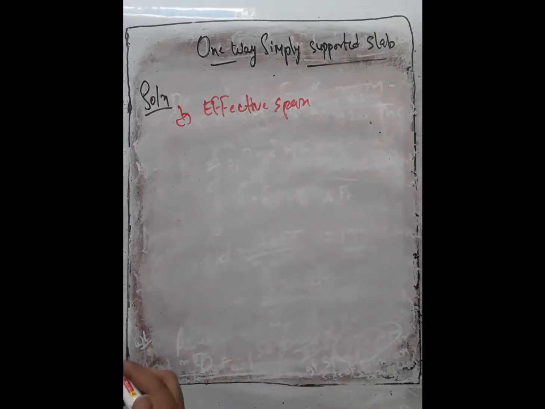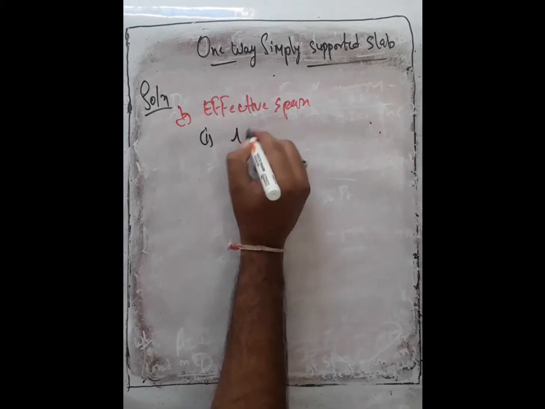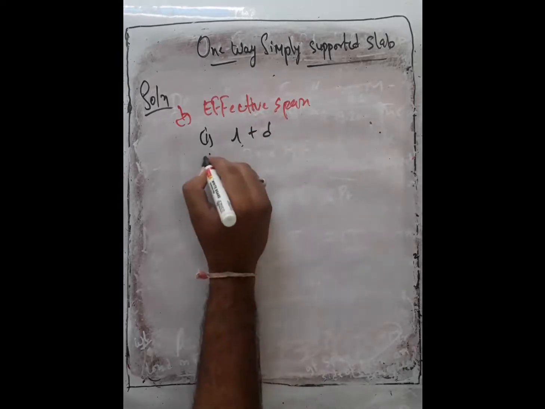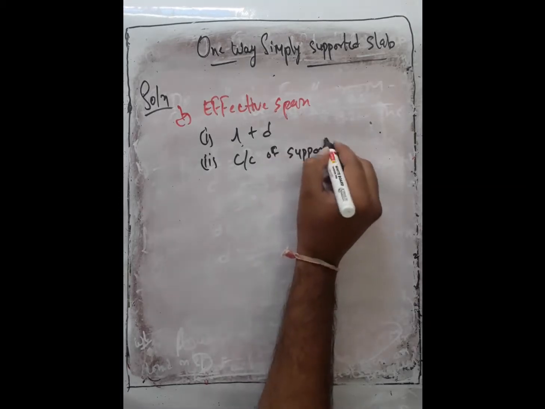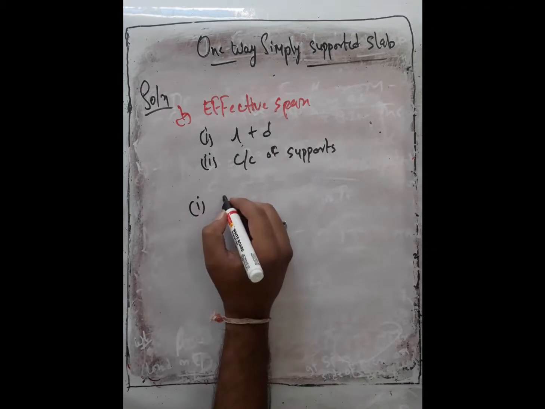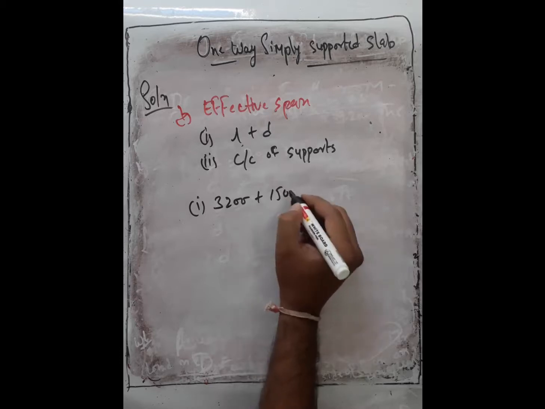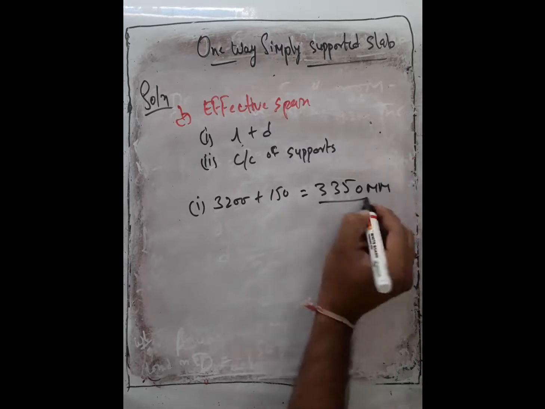For effective span we have two conditions. One is L plus d, where L is clear span, and the second is center to center of support. First we take clear span plus d. So clear span is 3200 plus small d we found here, 150. So here we get 3350 mm.